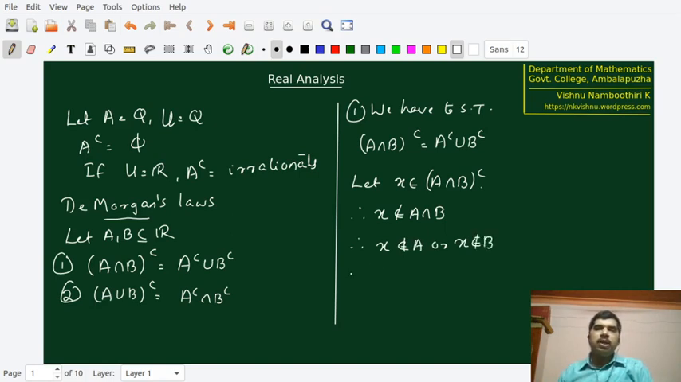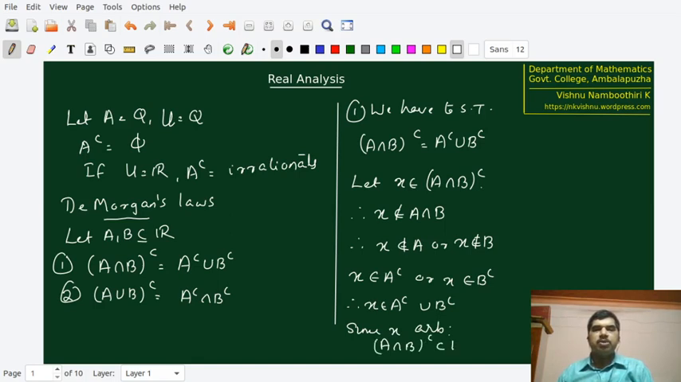Now, what is meant by X not in A? X not in A means that X belongs to A complement, or X belongs to B complement. But this is 'or', and 'or' means that we have to use the symbol union. Therefore, X belongs to A complement union B complement. So we have taken one element arbitrarily from (A intersection B) complement, and we got that element to be there in A complement union B complement. Since X is arbitrary, we have (A intersection B) complement is a subset of A complement union B complement. So the first part, LHS contained in RHS, is verified.